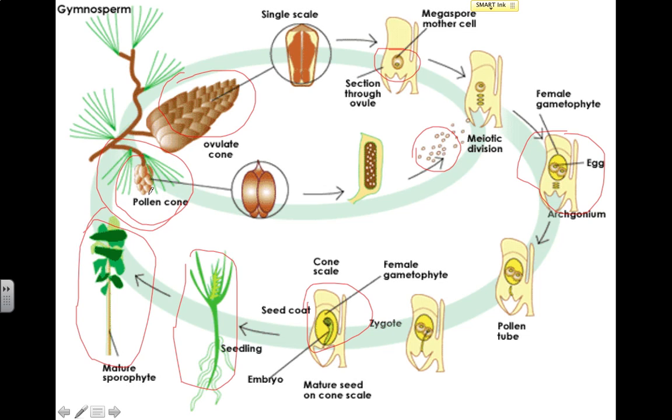So once again, the cones are going to produce pollen if it's a pollen cone, or eggs if it's an ovulate cone or female cone. The pollen grains would land on the female cone, form pollen tubes, which would then produce sperm that fertilize the egg, and then that fertilized egg is going to grow into a seedling or new sporophyte. So that's the generation that's going on there.